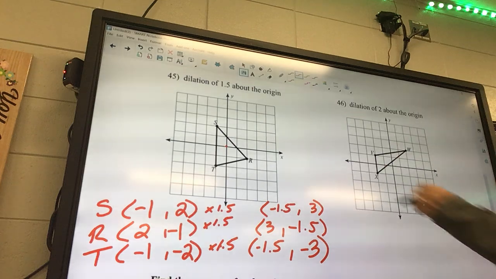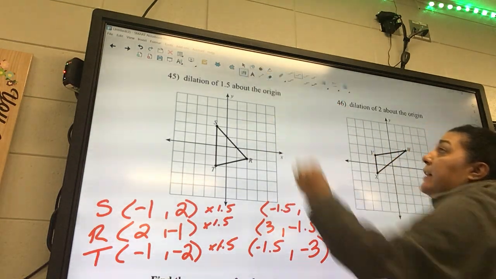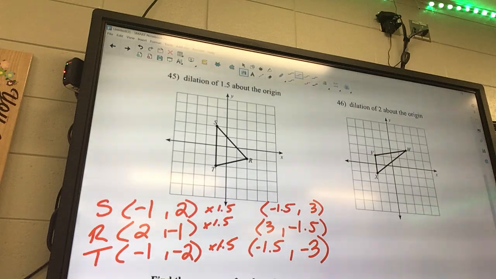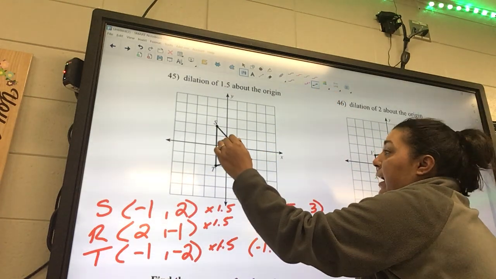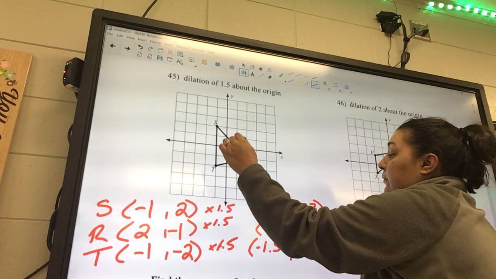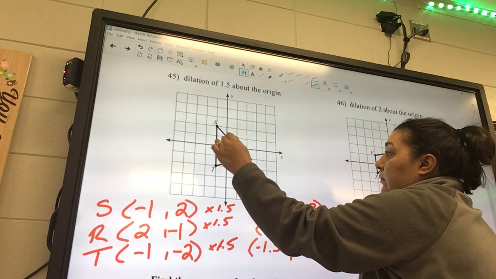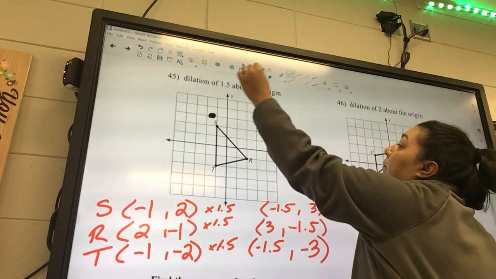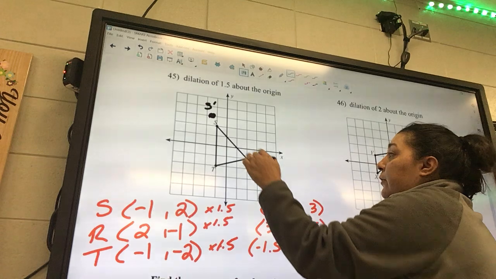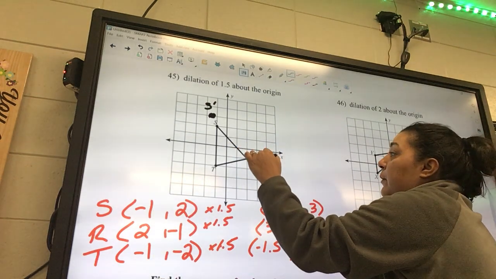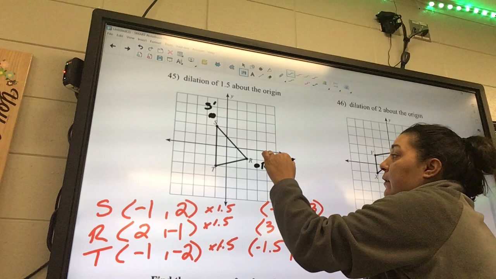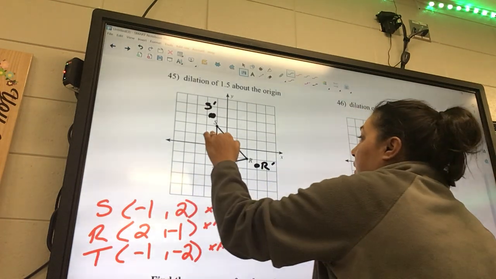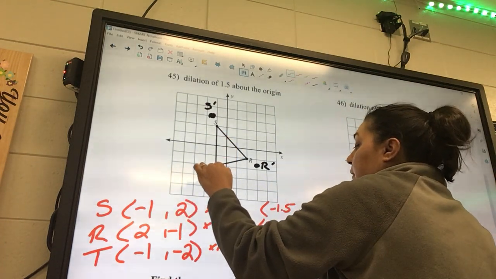Realistically, can I tell exactly where 1.5 is at? No, so you're going to have to guess. Your picture cannot look exactly like my picture because it's not going to happen. So we got -1.5, and then 3. 1, 2, 3. So somewhere here. Okay, 3, 1, 2, 3, and -1.5 is going to be somewhere here. And then it is going to be -1.5, 1, 2, 3.